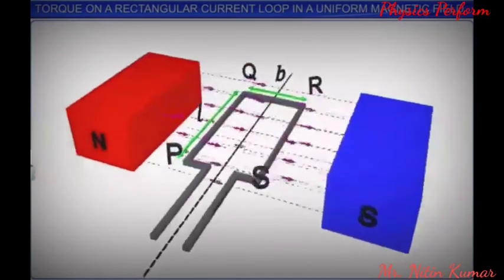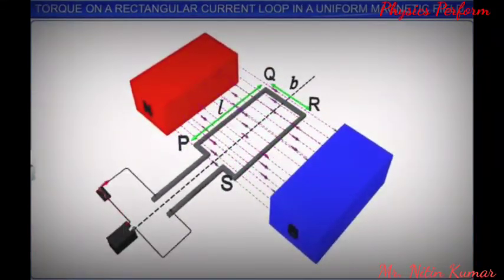Connect the rectangular loop to a battery as shown, such that the current in the loop is along the direction PQRS. Let B be the magnetic induction of the uniform magnetic field between the two magnets, and I be the constant current passing through the rectangular loop. To simplify the understanding of the topic, we neglect the ends of the loop from where the current enters and leaves the loop.